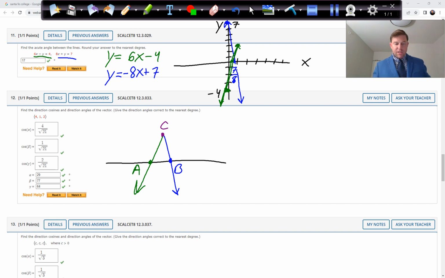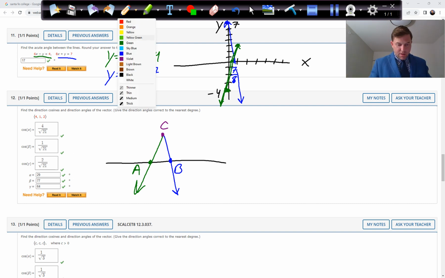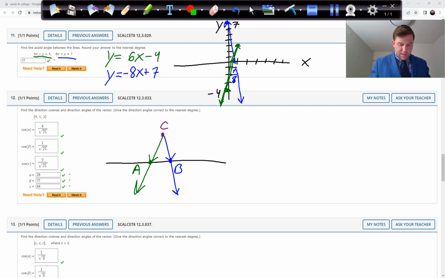And so we're actually going to write these vectors like this. We're going to say from C to A and from C to B are the two vectors. Thus, this is the angle theta between them.